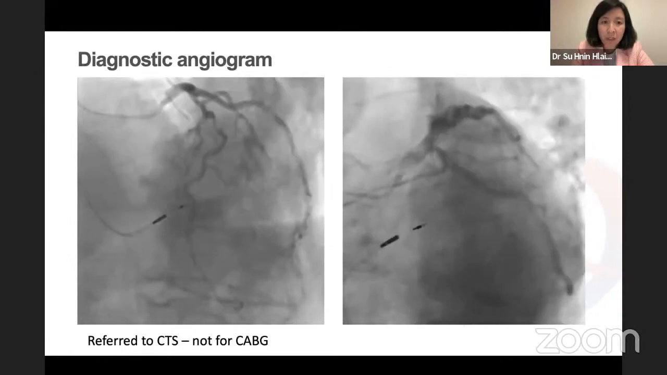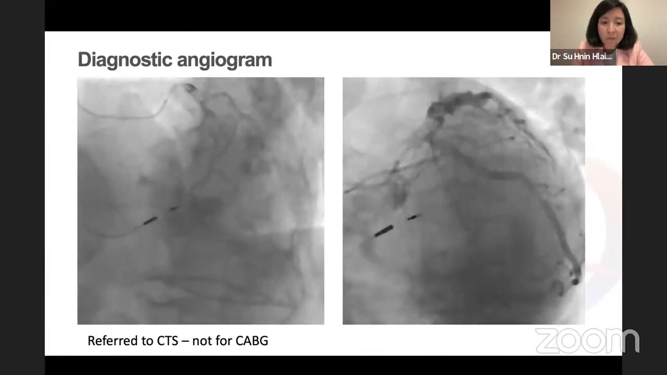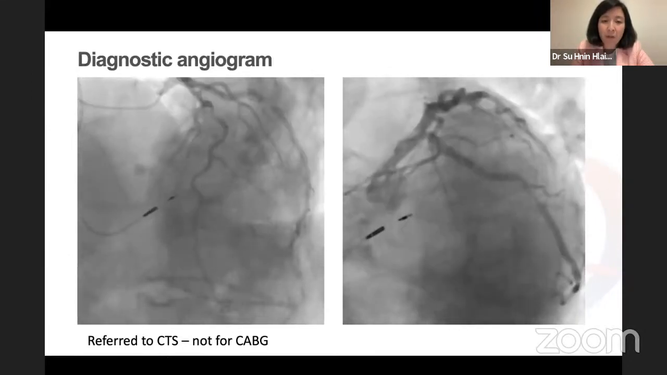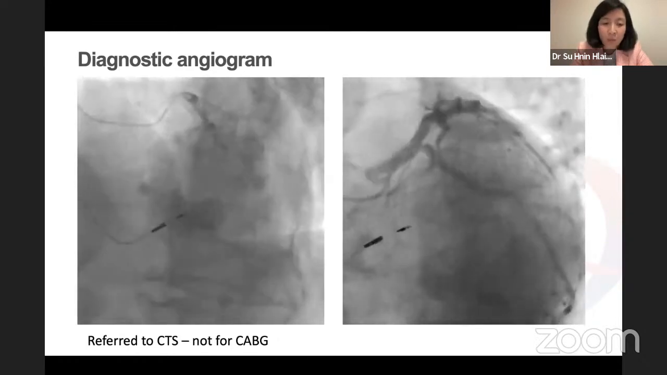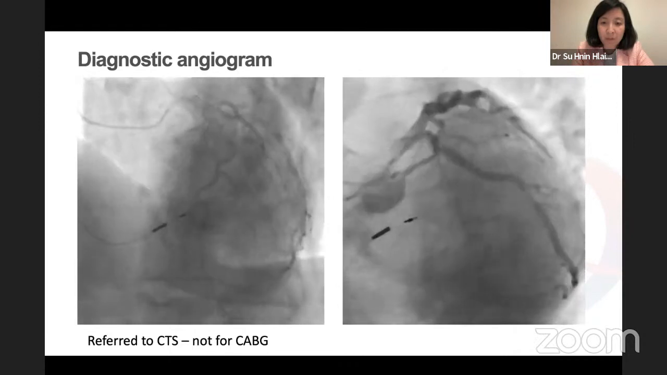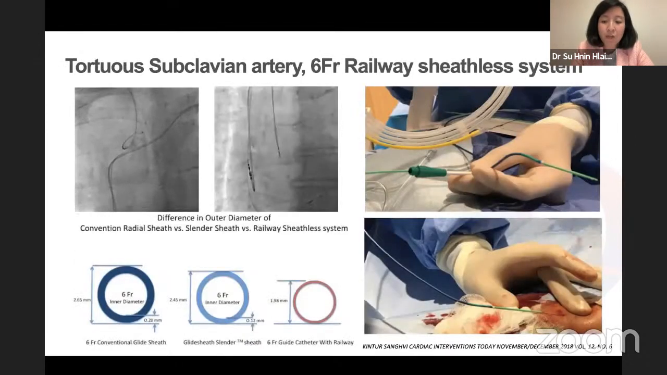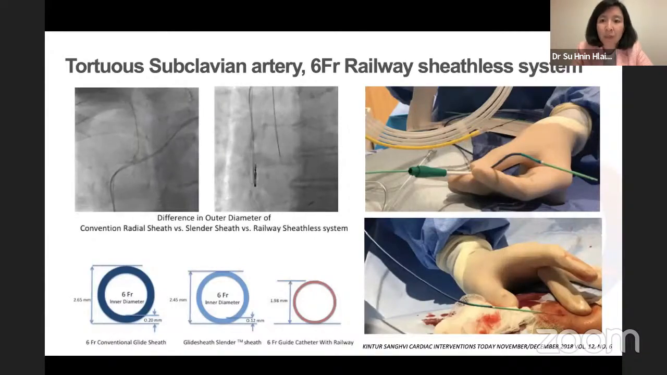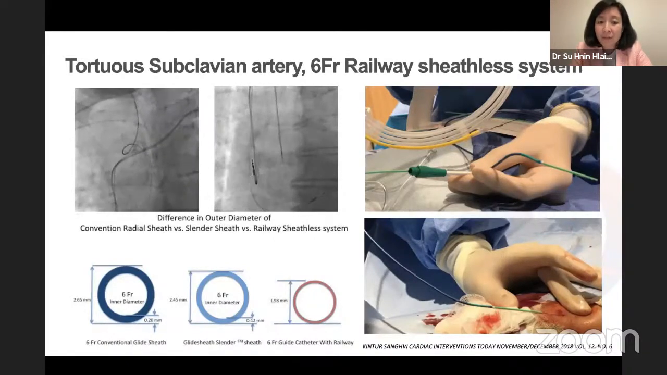So we referred him to the cardiothoracic surgeon because of the symptoms, the age and other comorbidities. He's not for coronary artery bypass surgery. So we planned to do a staged PCI. He has a very tortuous subclavian artery and radial artery spasm. So we used the six-French radial sheathless access system.